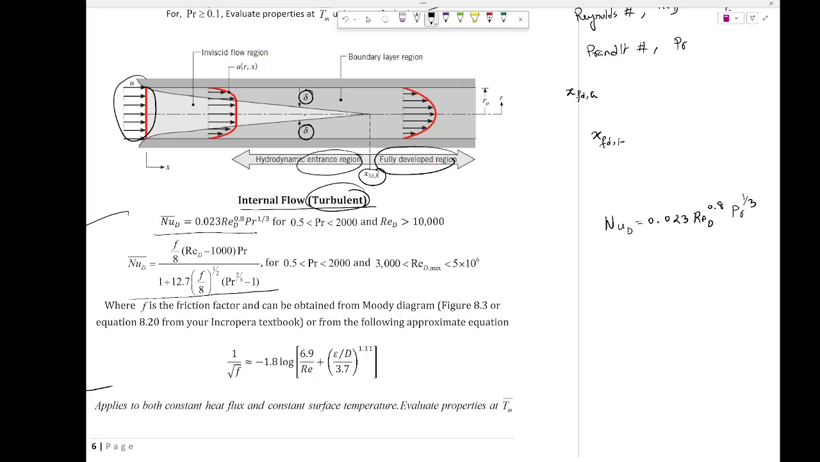What equation am I talking about? Take a look here. When you're dealing with turbulent flow, you need the value of this friction factor. Those who remember the Moody chart, you remember the friction factor F? That friction factor, you're going to find it from the Moody chart.